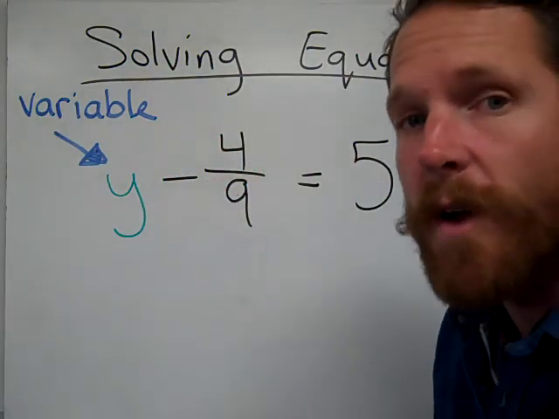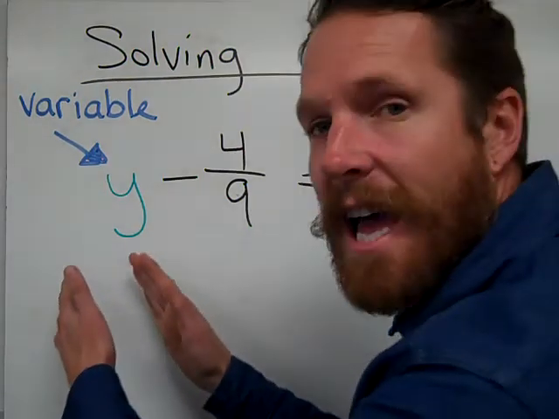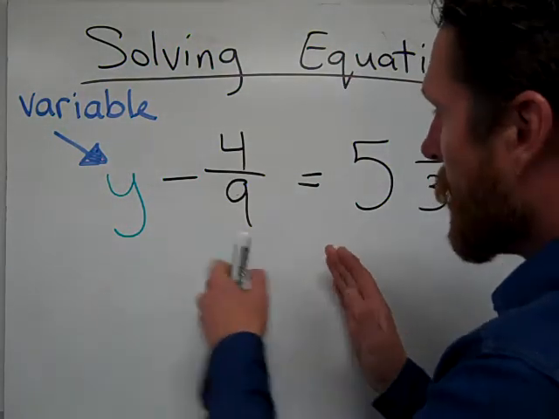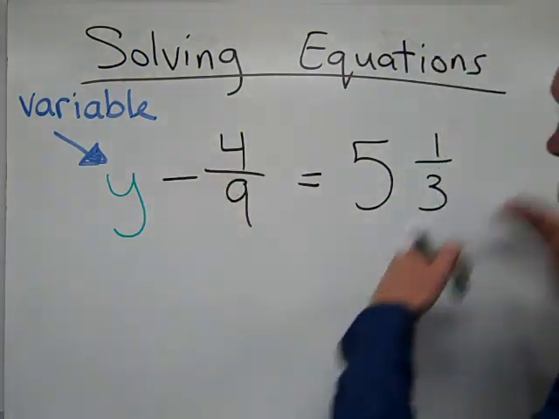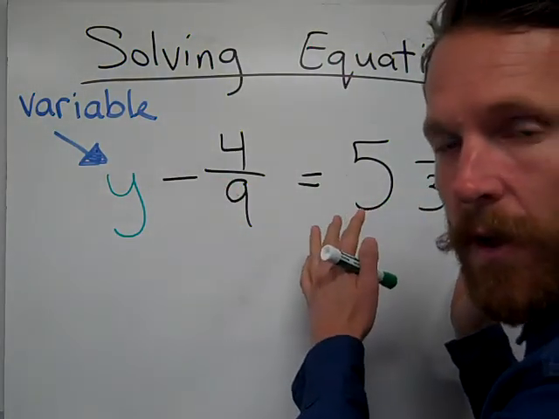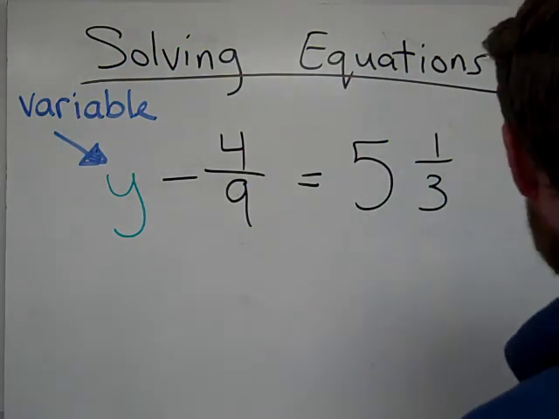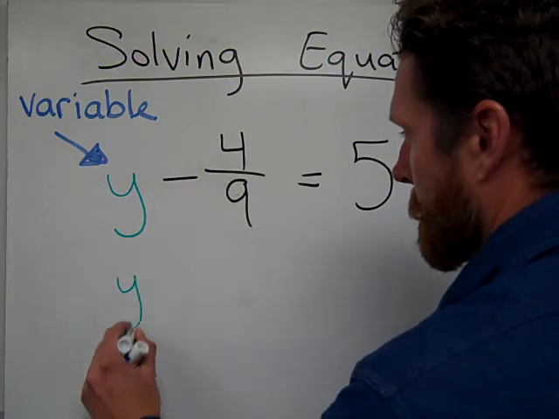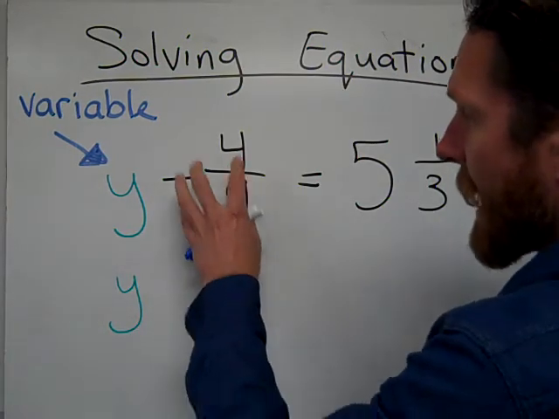Now we have solved for a variable before, and if you remember, we need to isolate that variable by itself. So we need to get this variable on this side of the equal sign and all the rest of the stuff on the other side of the equal sign. Okay? So how we do that is this. We take that variable and we leave it. And what we want to do is then take this and get rid of it.